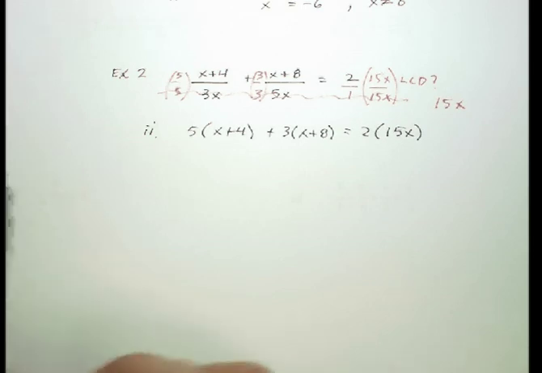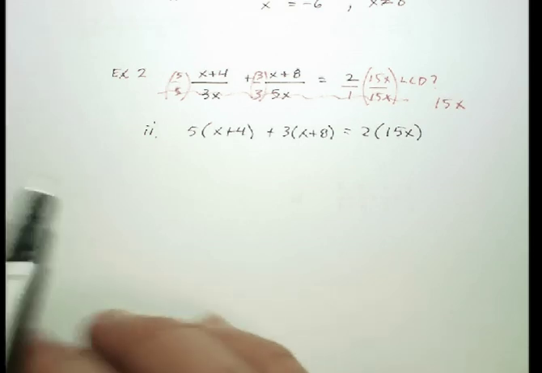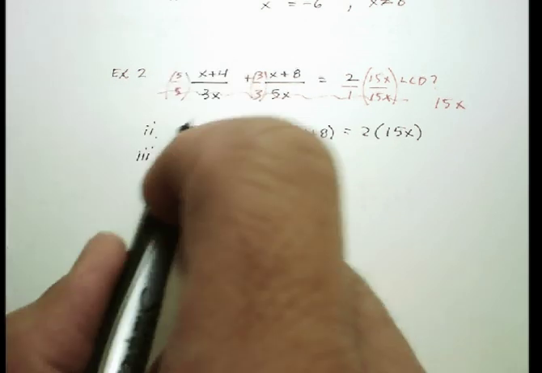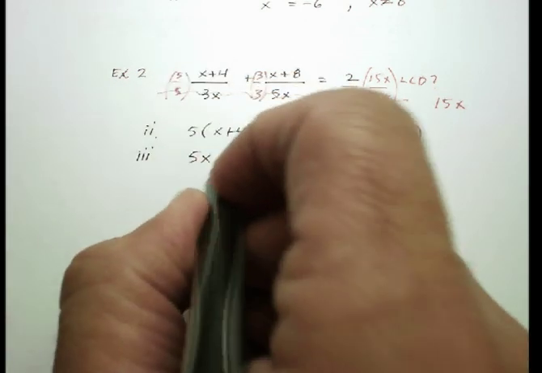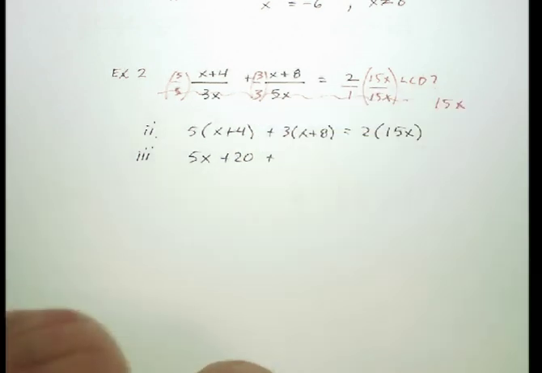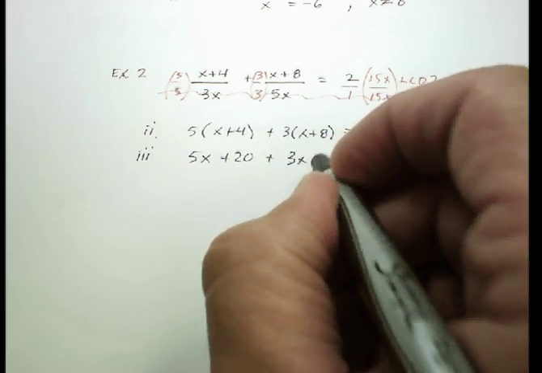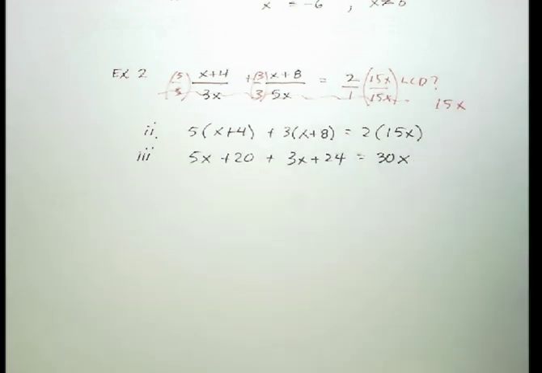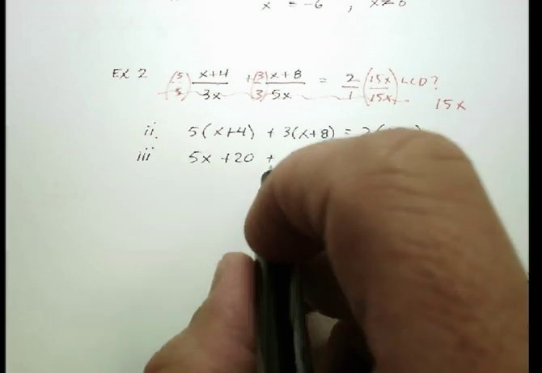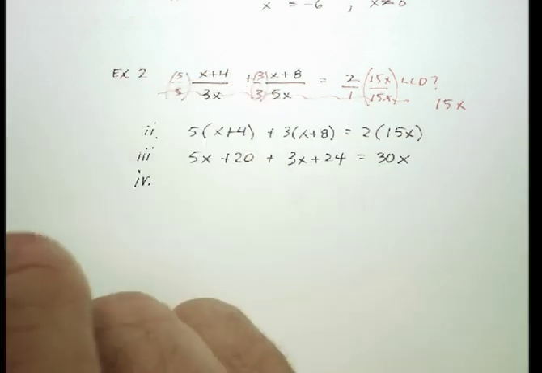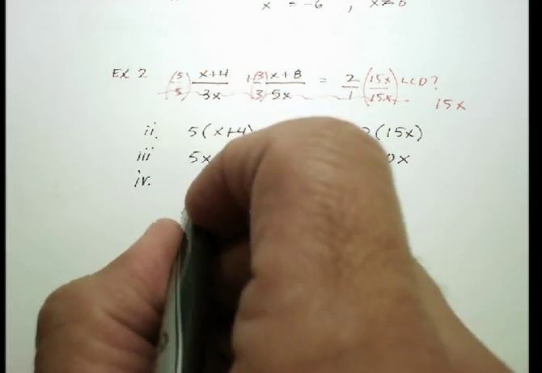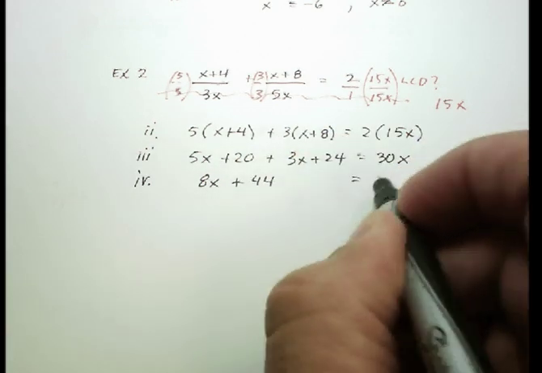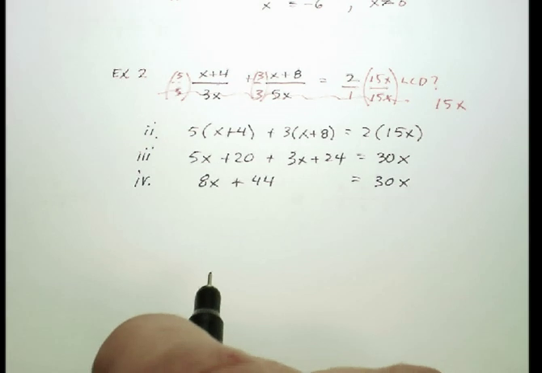You're going to be able to do that with every single rational equation. This becomes an easier problem to solve. Let's distribute. 5x plus 20 plus 3x plus 24 is equal to 30x. Let's gather up our like terms. That's going to be 8x plus 44 is equal to 30x.